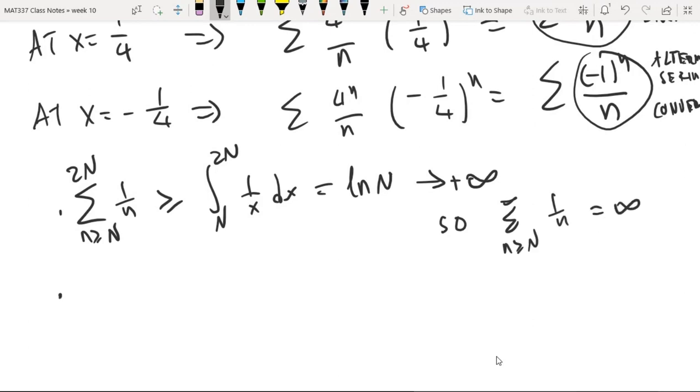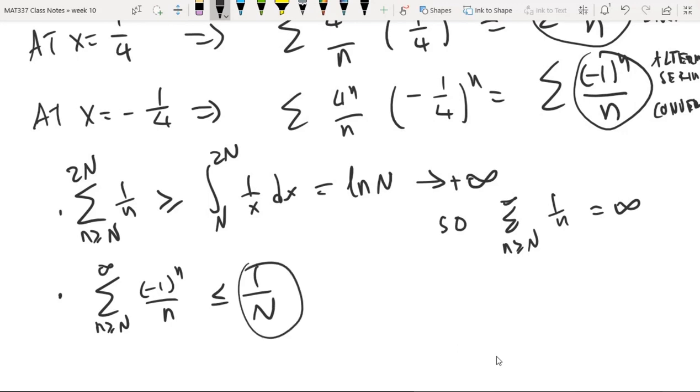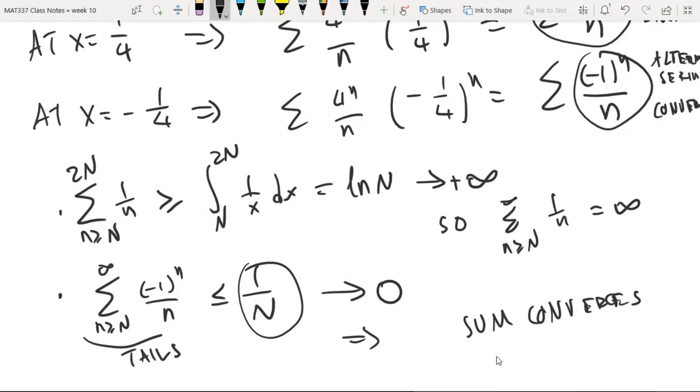And for this one, we use what we talked about last time, that it is dominated by the last term, and it goes to 0, so the tail sum converges. So the sum converges. Fine. This is the tail sum. Okay with everyone? Any questions?